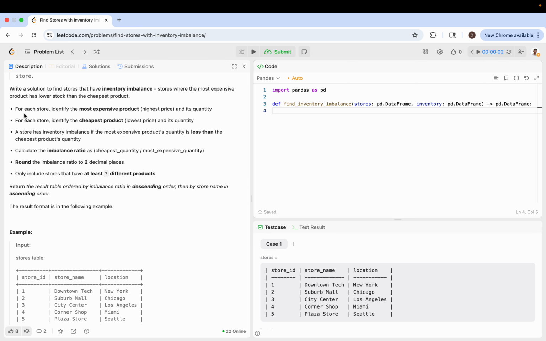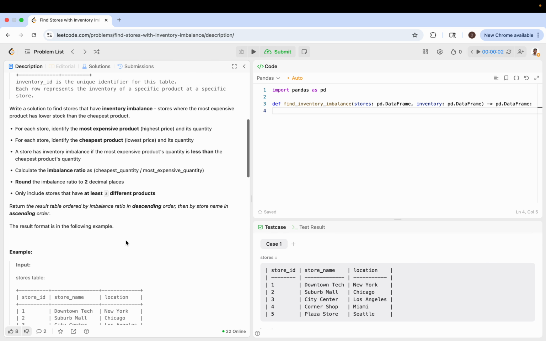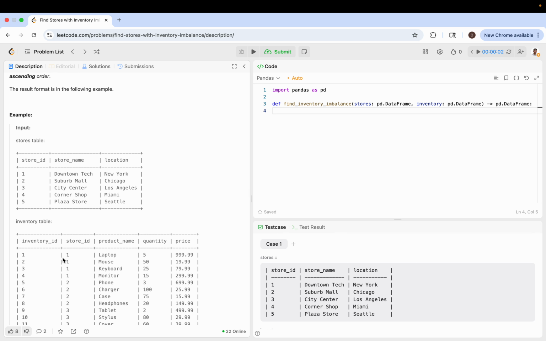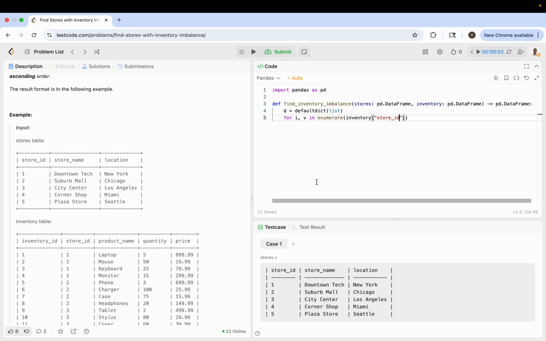So first, try to identify the most expensive product. So basically, we look at the store IDs and we look at the price to identify the cheapest and the most expensive product. So let's go ahead and create a defaultdict of type list and use the store ID as the key in the inventory table. So for i, let's just call this v, enumerate inventory store ID. So the store ID is going to be the key, and then we're going to append each of the prices for that store ID. And then obviously we're going to sort it as well.